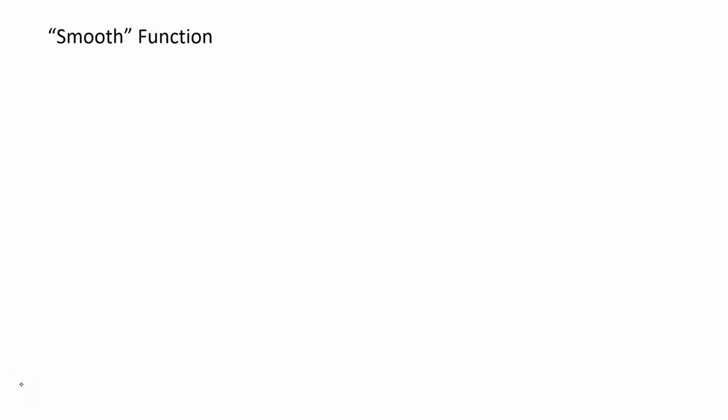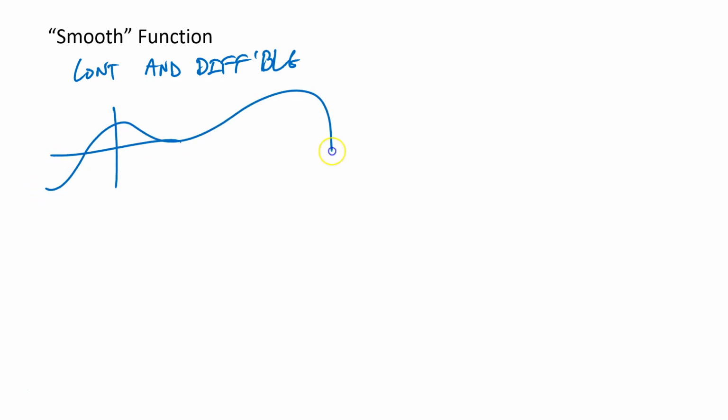So first I want to talk about what a smooth function is, because to use the mean value theorem, you have to have a smooth function. So smooth just means that it's continuous and differentiable. Smooth means kind of what you think about, right? It means that the function doesn't do anything funky. So that would be a smooth function because there's nothing weird that happens.